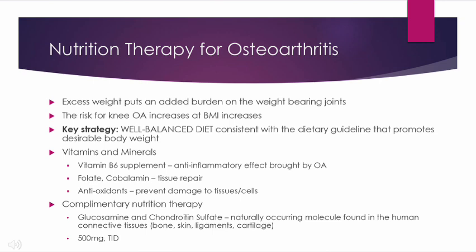Now, let us look at specific nutrients. Vitamin B6 may help reduce inflammation. Folate and vitamin B12 support tissue repair. Antioxidants help protect cells from damage. There are also complementary therapies. These include glucosamine and chondroitin sulfate. These are naturally occurring substances found in connective tissues. They may help support joint health. However, results may vary and they should be used with proper guidance. So overall, nutrition supports joint health and complements physical therapy interventions.